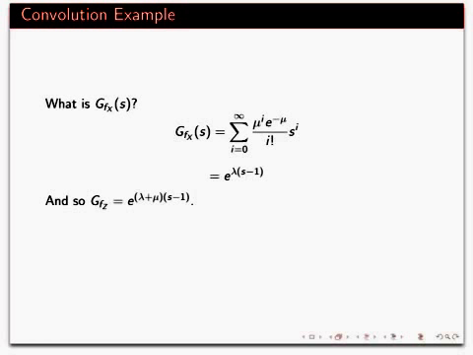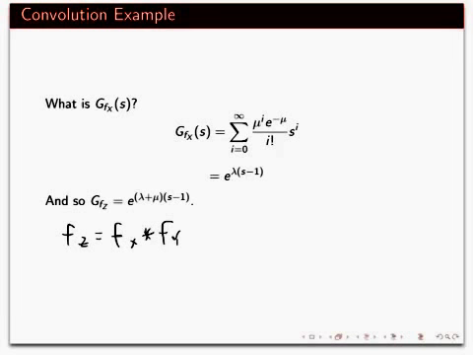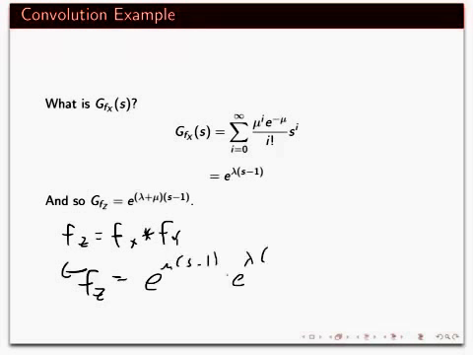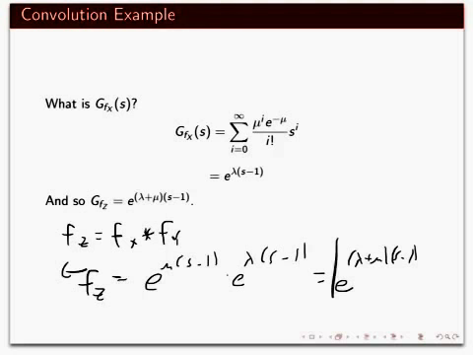Now, the probability mass function of a sum of independent random variables is the convolution of the probability mass functions of the summands, so we have f_Z equals f_X convolved with f_Y. So the generating functions multiply. The generating function of the probability mass function of Z equals e to the mu(s minus 1) times e to the lambda(s minus 1). And this is e to the (lambda plus mu)(s minus 1). Again, this is the generating function of the probability mass function of a Poisson random variable with mean lambda plus mu. And that proves what we wanted to prove.